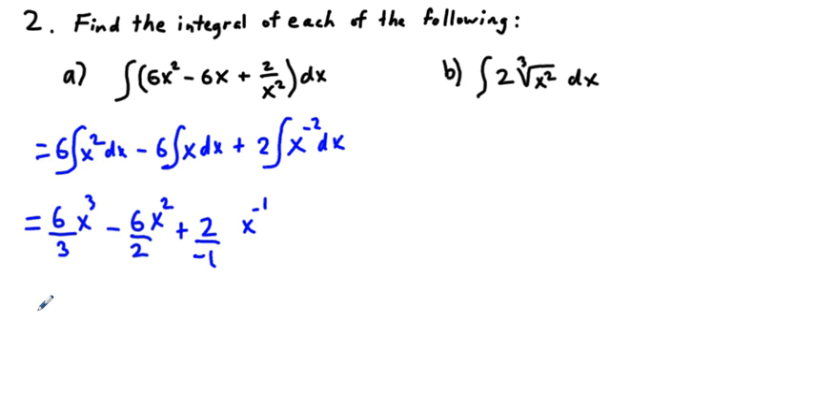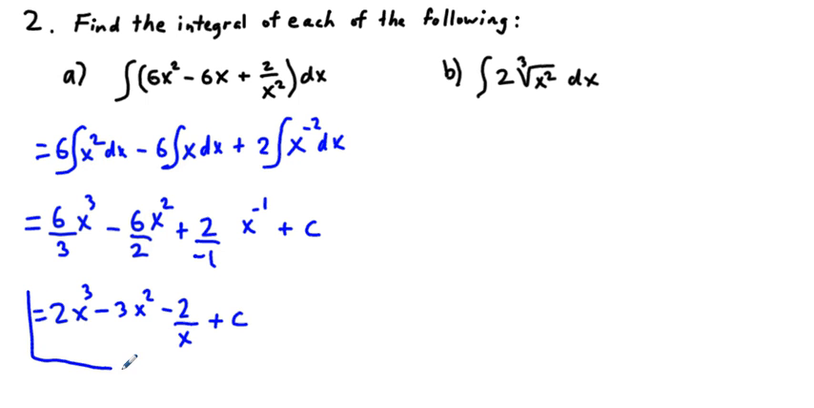So that's going to give us, actually I forgot this, didn't I, plus c. That's going to give us 2x cubed minus 3x squared minus 2x to the negative 1, so it'll be minus 2 over x plus c. So that's going to be our answer to part A.